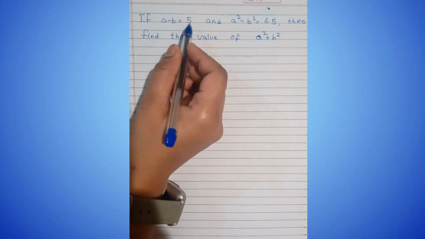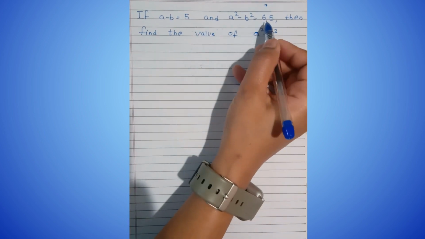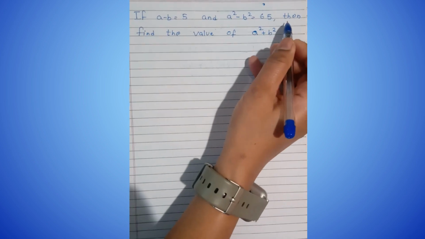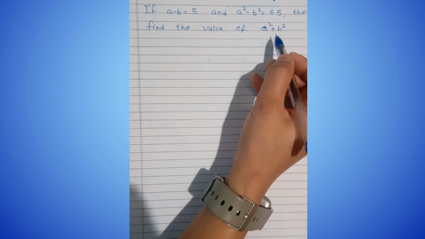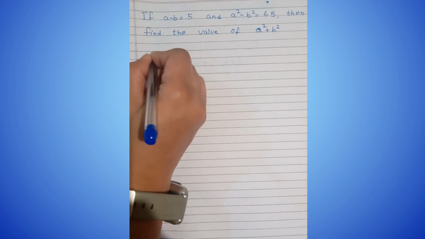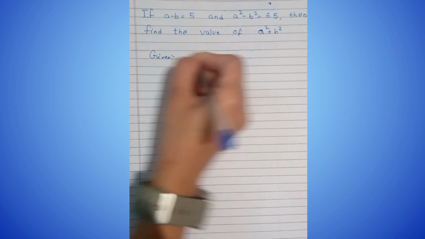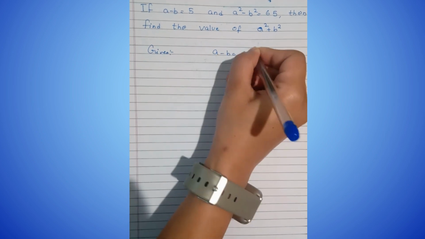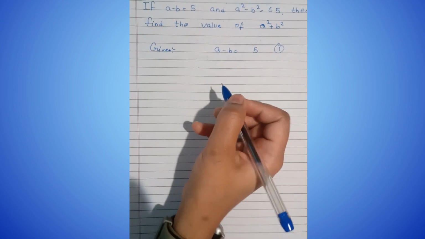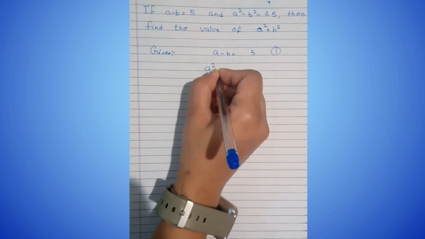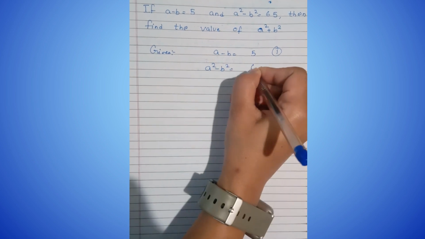Given a minus b is equal to 5 and a square minus b square is equal to 65, we have to find the value of a square plus b square. As we have been given a minus b is equal to 5, you can put it as equation 1, and a square minus b square is equal to 65.